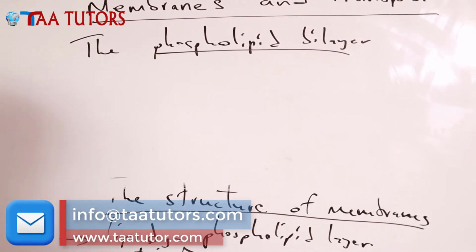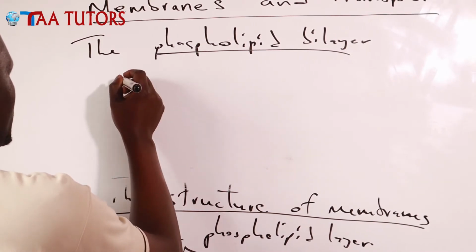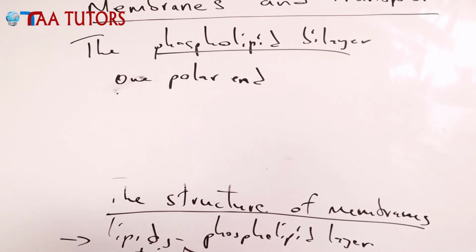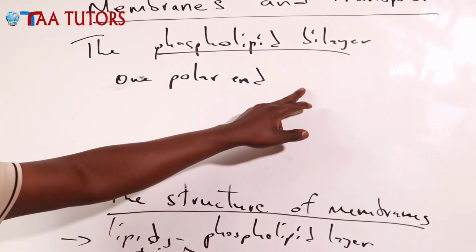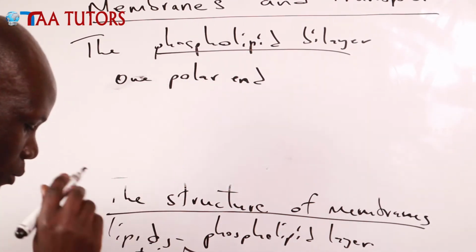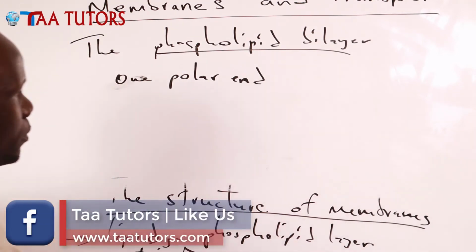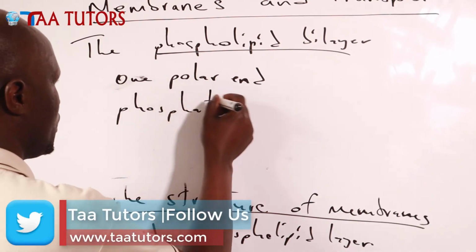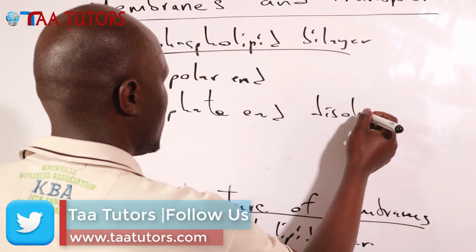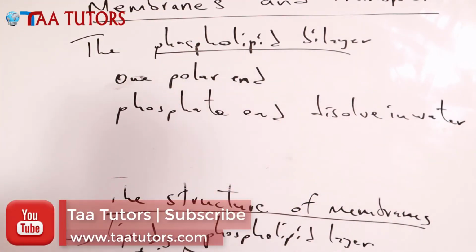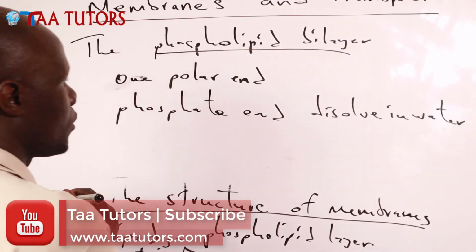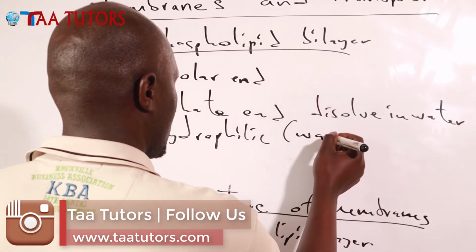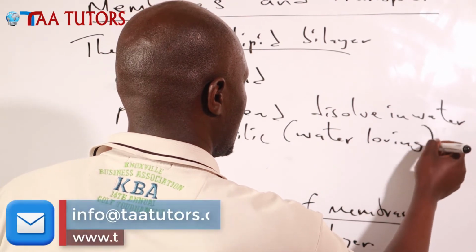Now from this particular portion here, one portion is polar. It has got one polar end. This one means that it can allow molecules of specific identity to pass across it. When we look at it keenly, this particular phosphate group here can easily dissolve in water. So the phosphate end here can dissolve in water. That end of the membrane can dissolve in water, and therefore it is hydrophilic. Therefore this end can be called hydrophilic. This means water loving. It can easily dissolve in water.